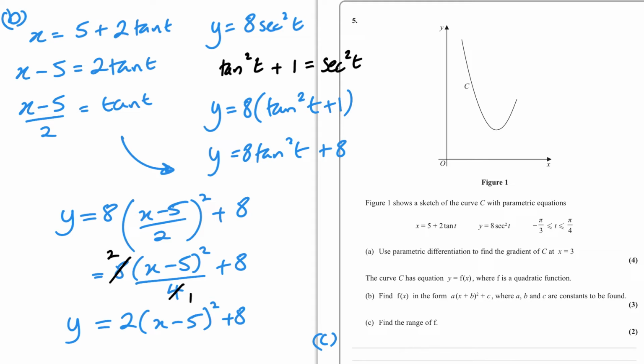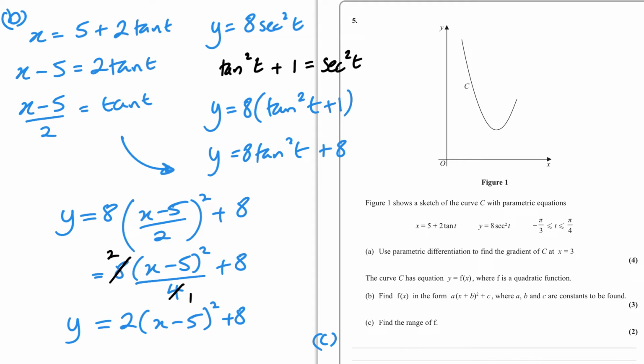Part C happens, it's the range. We can see that this part here, because it's squared, is always going to be positive. And 2 times a positive number is always going to be positive, and it's going to be large. So as it increases, it's always going to be above this 8. So this 8 is the smallest possible value for y, and this will happen when x equals 5.